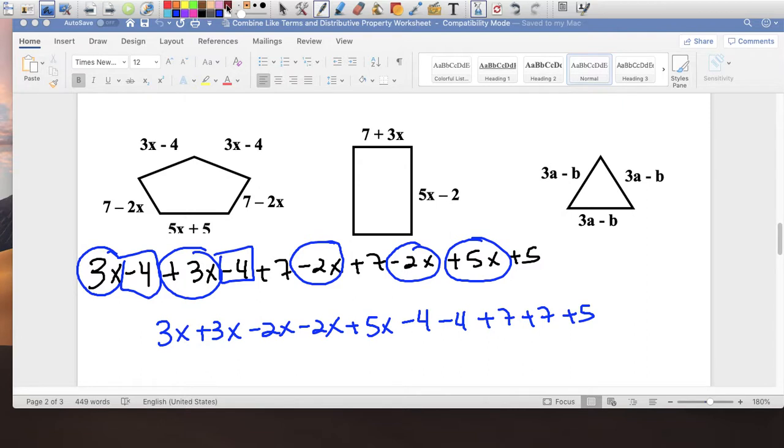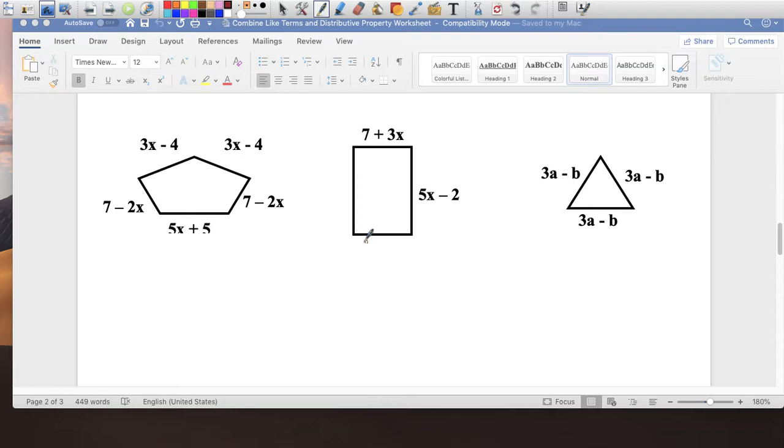So now it's just a matter of adding. 3 and 3 is 6, minus 2 is 4, minus 2 is 2, and 2 plus 5, so this looks like 7x. Negative 4, negative 4. Let's do it from left to right, please. Negative 4 is negative 8. Negative 8 plus 7 is negative 1. Negative 1 and 7 is positive 6. And positive 6 plus 5 is 11. Positive 11. Final answer. So all that simplifies to 7x plus 11.